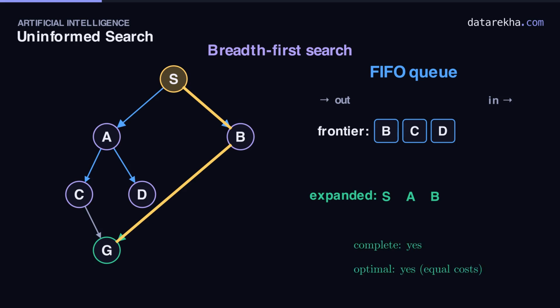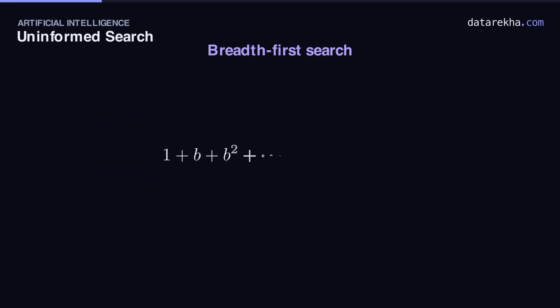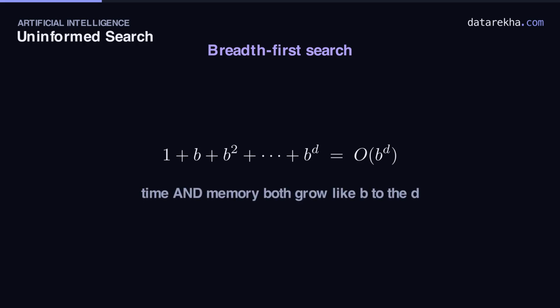It is complete. If a solution exists at any finite depth, it will find one. And for equal step costs, that shallowest solution is also the optimal one. But there's a price. To reach depth D, BFS may generate every node above it. 1 plus B squared all the way up, which is order B to the power D. That's the time. The catch is the memory. Because a whole level of the tree waits in the queue at once, the space is also order B to the D. Exponential memory. On any real problem, that is what kills breadth first search long before time does.